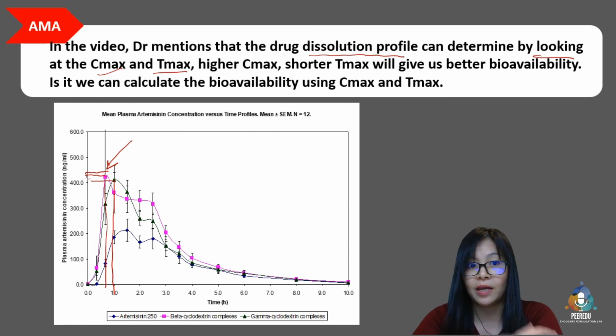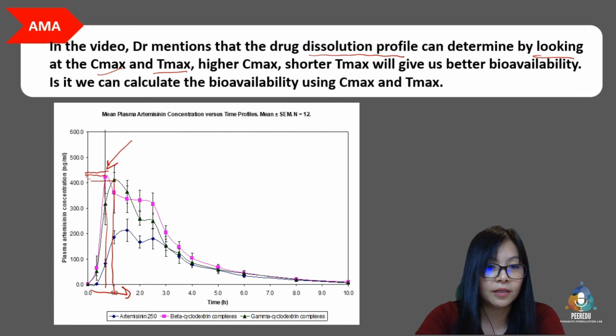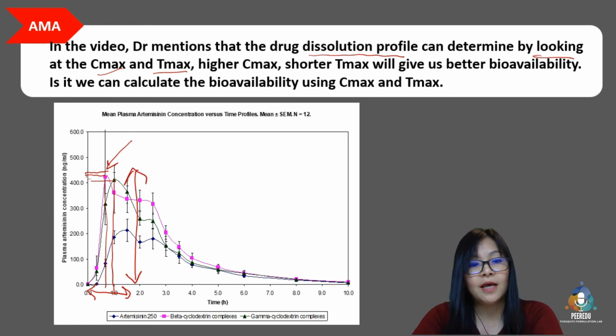You can only estimate. The one that achieves higher Cmax at a shorter time, of course you will suspect it has a very good dissolution profile. The one that takes slightly longer to achieve the Cmax, you will suspect has a slower dissolution rate, and that's all. You can only estimate. And can we calculate bioavailability using Cmax and Tmax? Bioavailability is actually the area under the curve. If you know this here and you know here, of course you can calculate the bioavailability by using the area under the curve.